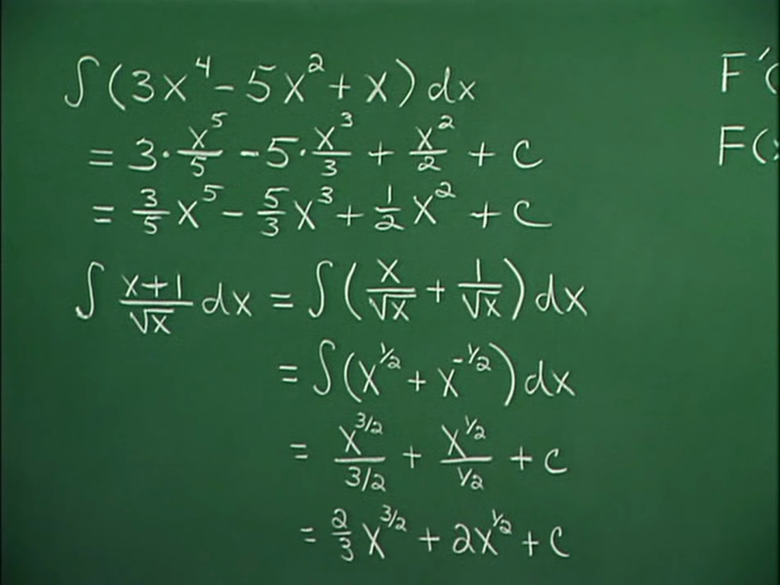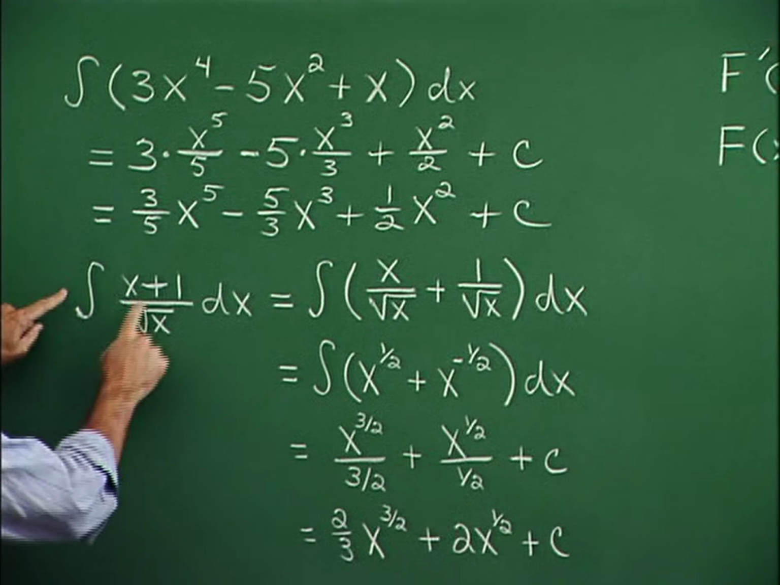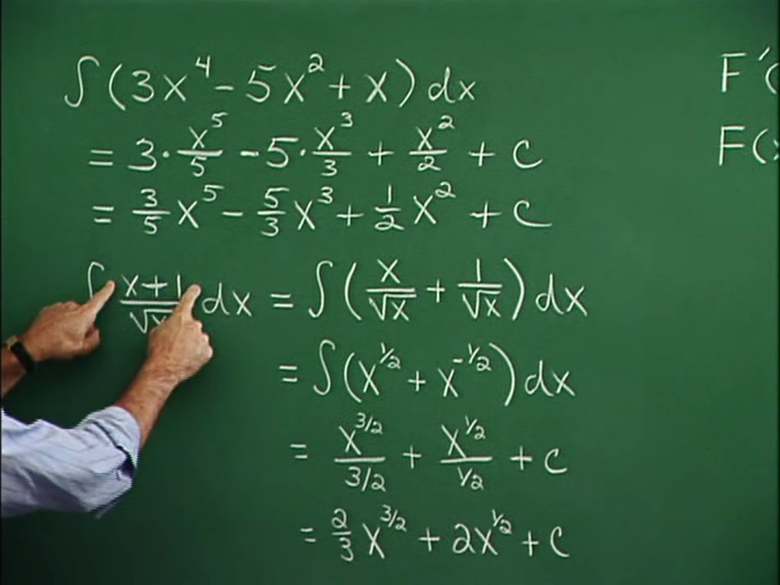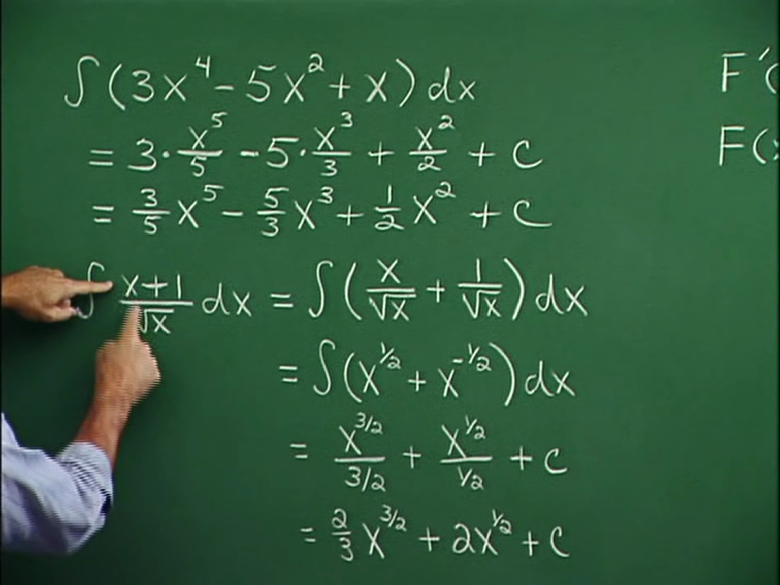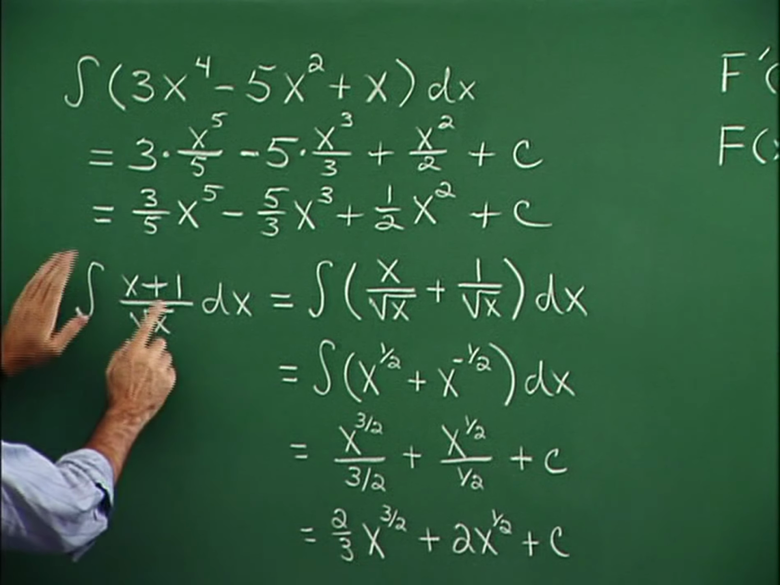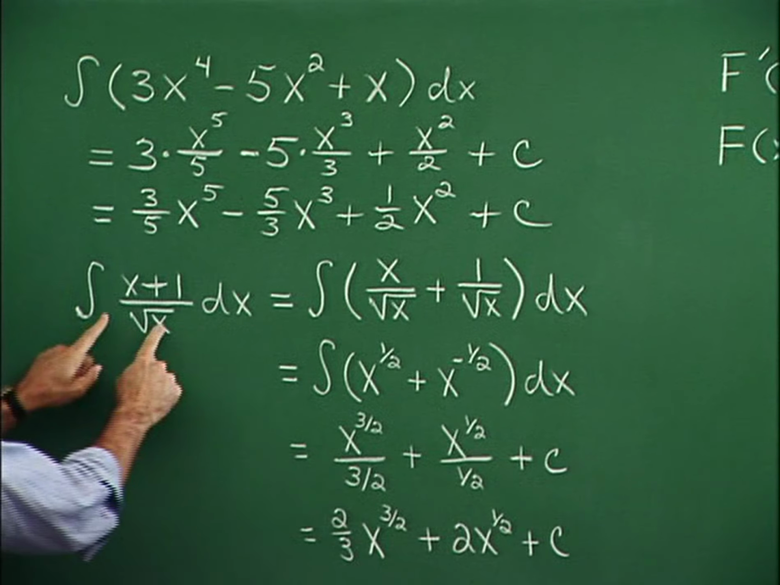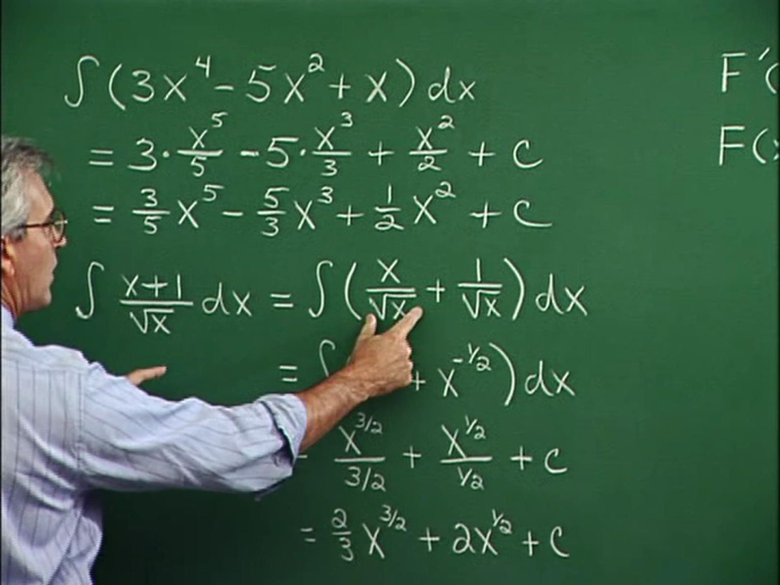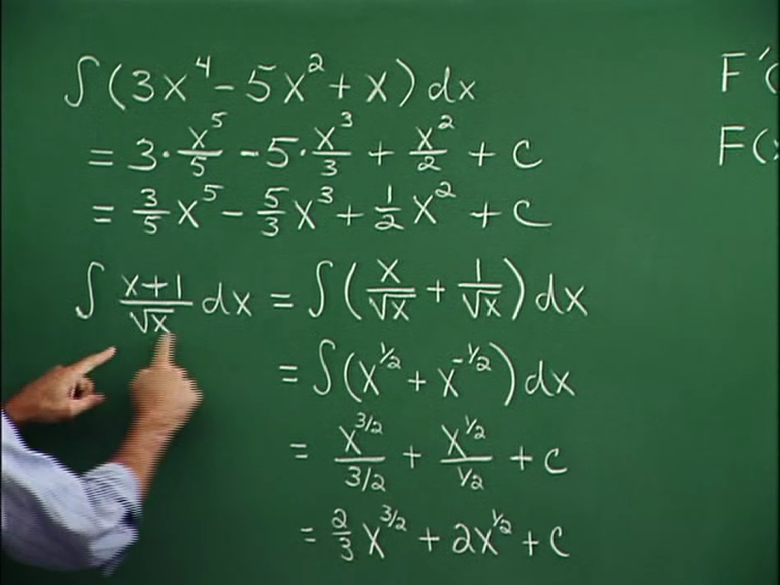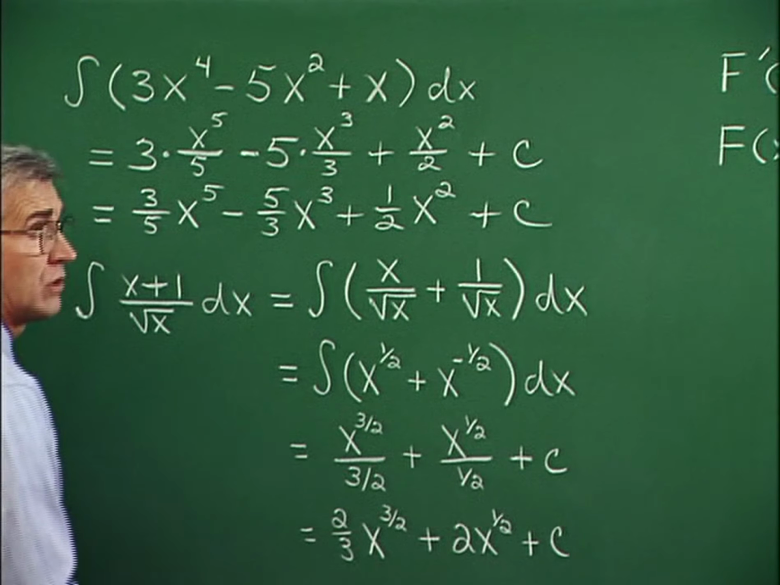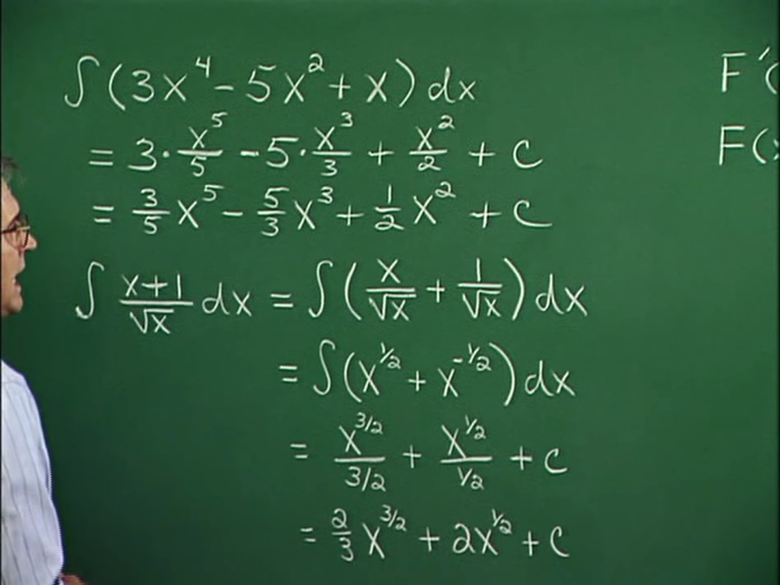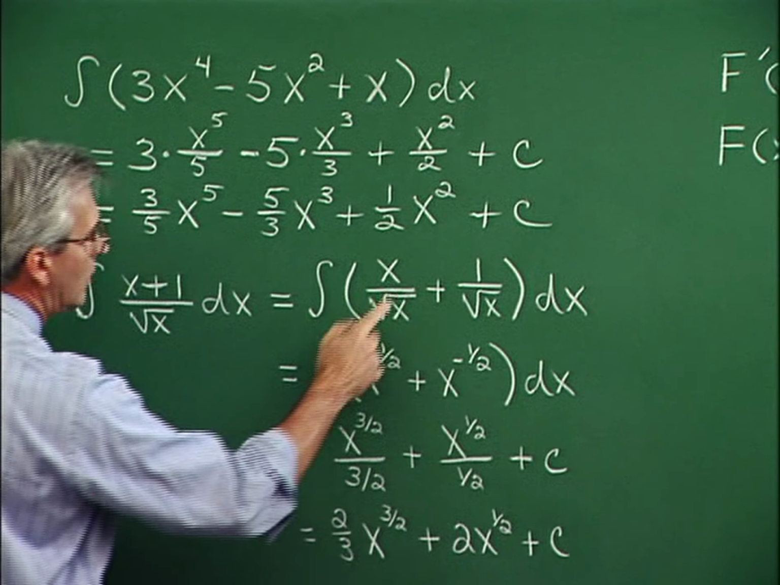Here's another one. This one really does require a rewrite, though. It's the integral of this fraction, and notice the numerator is a binomial, so we're going to divide this square root of x into both parts of the numerator. So we'll rewrite in that fashion. We'll think of this as x over the square root of x, and then 1 over the square root of x, as separate terms in our problem. And now we can simplify here a little bit further.